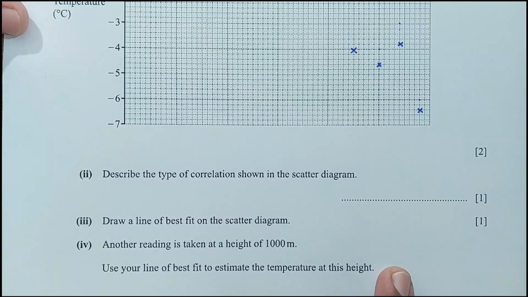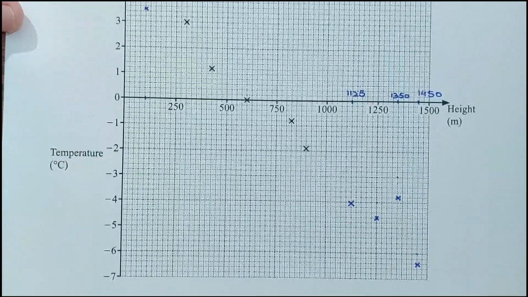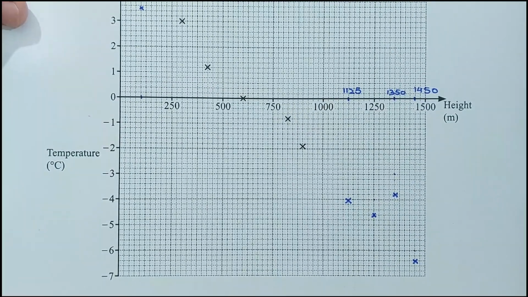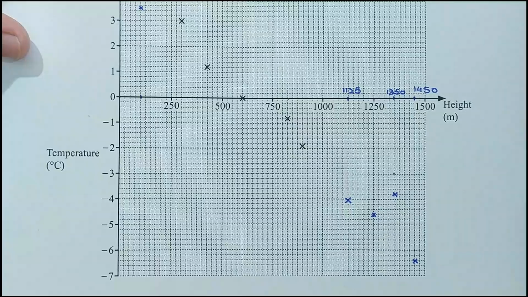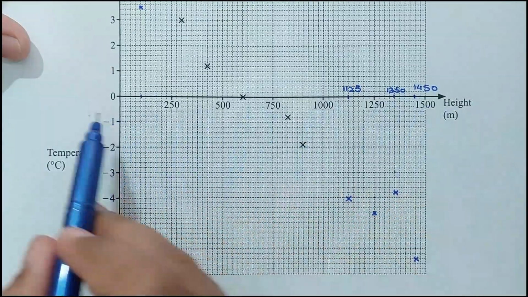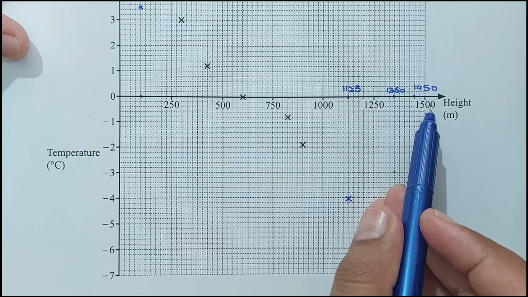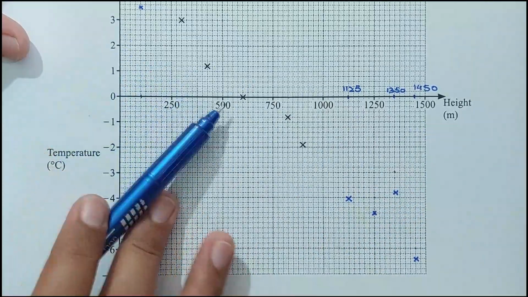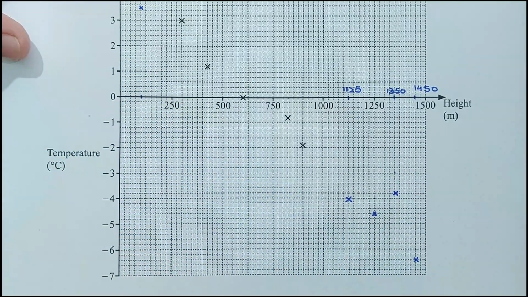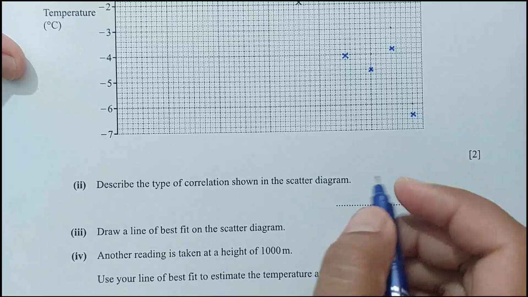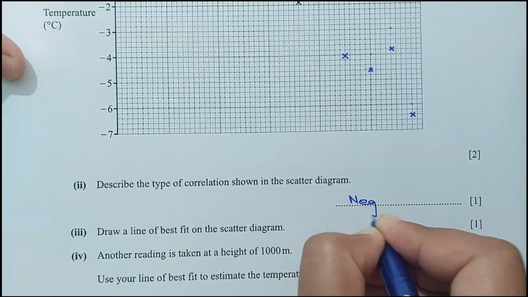Now moving to the second part, describe the type of correlation shown in the scatter diagram. What is this type of correlation? Okay, as you can see, when the height increases from 0 to 1500 meters, the temperature is decreasing, so it is a negative correlation. When one quantity increases, the other decreases.